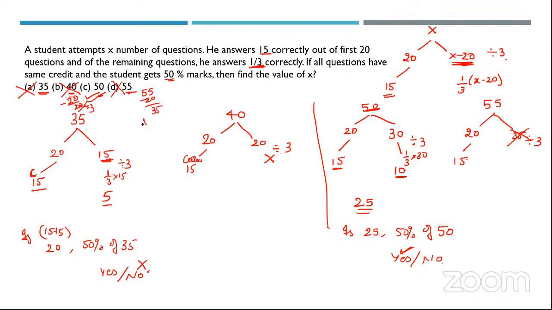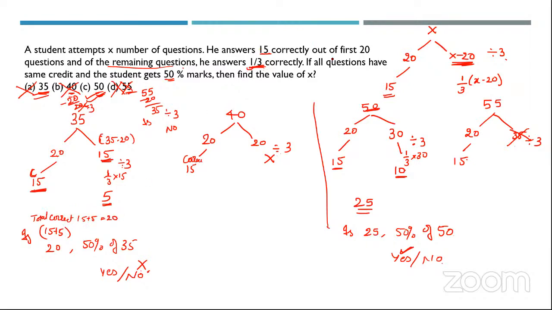Is 35 divisible by 3? No. Option eliminated. Now I am left with 35 and 50. Substitute it in place of x. If I take 35, out of 20, first 20, 15 are correct. Remaining, this will be what? 35 minus 20, 15. So 1/3 of 15, because we know that he answers 1/3 correctly of the remaining questions. So 1/3 of 15 is giving you 5. So now total correct are 15 plus 5, that is 20.